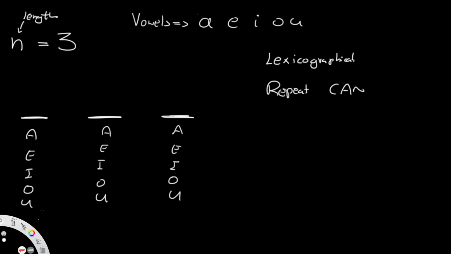Now over here, we're going to do the same thing. What we're first going to do is set A as a value for sure, right? So A is going to be one of the values.